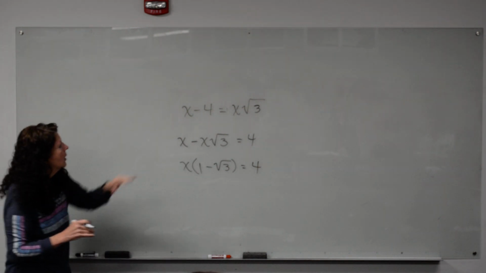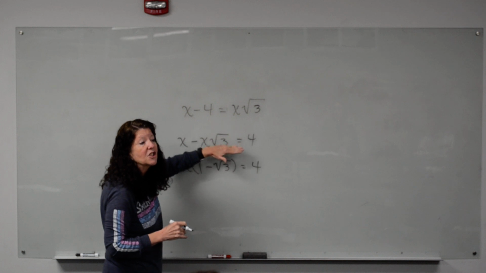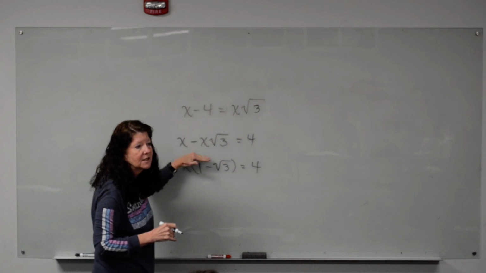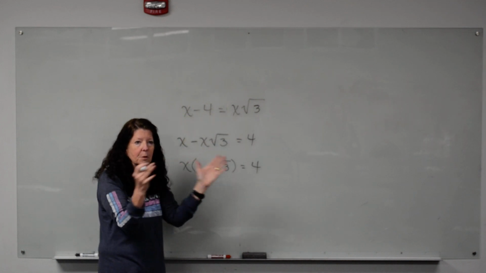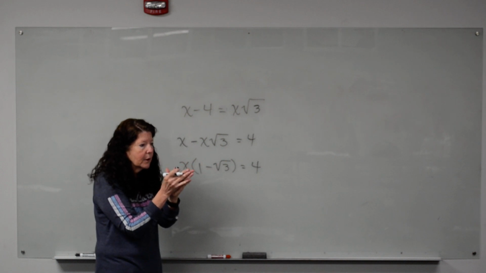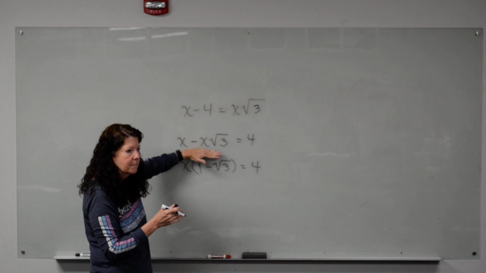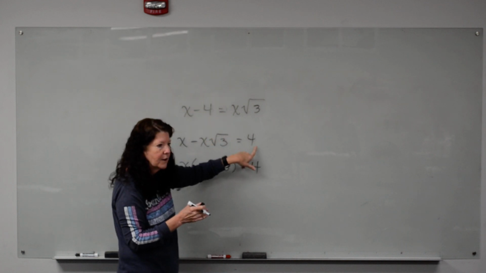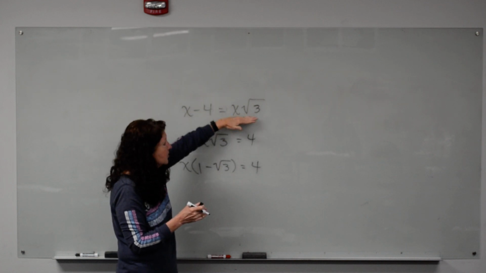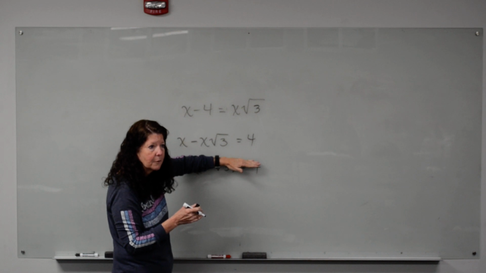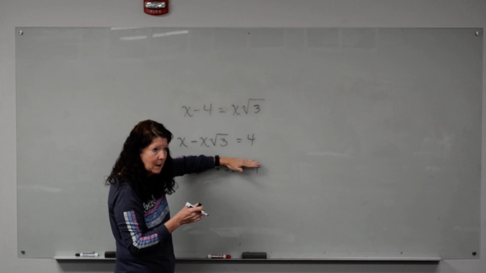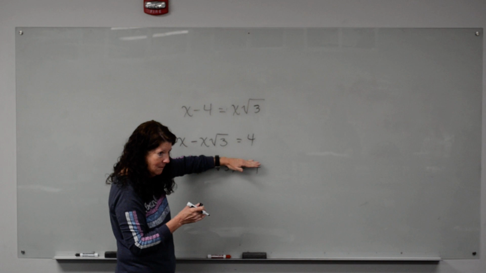Okay, first thing I did was I just rearranged it to get the x's on the same side. You know how sometimes you got to put your variables together? I needed this x and this x on the same side, which means I took the 4 over there. So this second step, I just rearranged that and put the x's together. Okay, yes, no, maybe? You with me? Bella, you with me? Yeah.